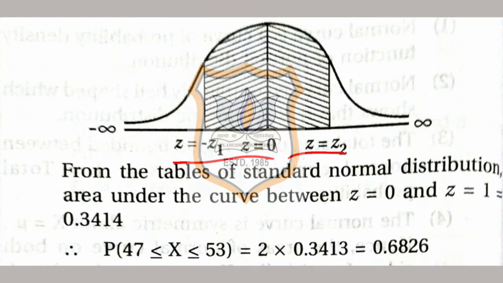So we will multiply by 2, and you know that area corresponding to z equal to 1 is 0.3413. Multiply by 2. So your answer will be 0.6826.